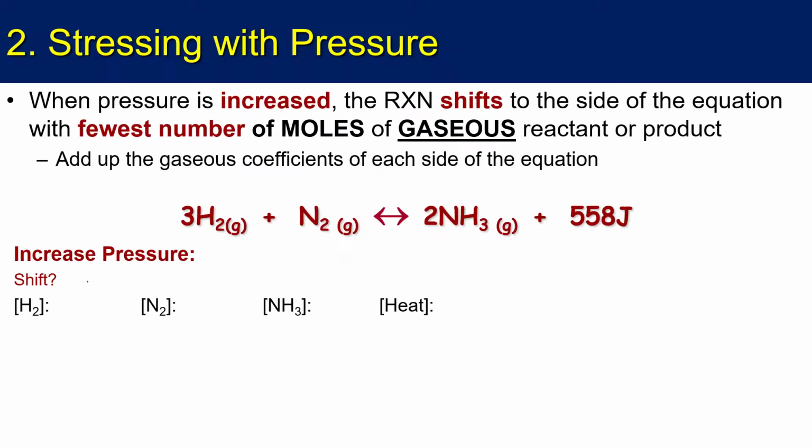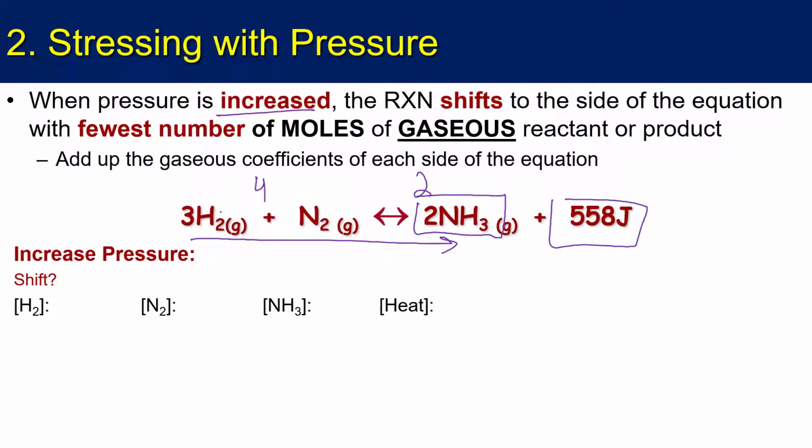So how will our reaction respond if we increase the pressure? Well, we said before we want to go to the side with the fewest moles. Here we have 4, here we have 2. So that means we are shifting to the right. A right shift is a synthesis reaction. So let's now consider we are creating NH3 and heat in that case.